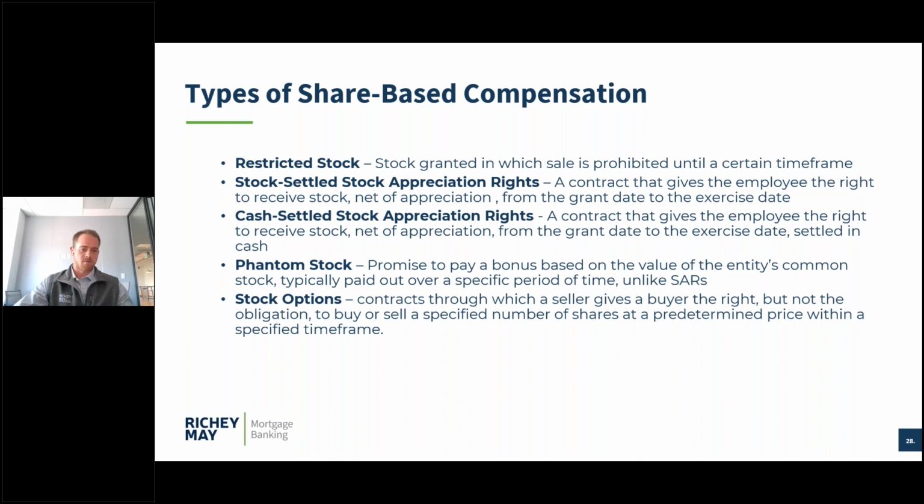The next one that we see is phantom stock, which is a promise to pay a bonus based on the value of the entity's common stock, which is typically paid over a certain period of time, unlike SARs. And then lastly, we have stock options, which are contracts through which a seller gives the buyer the right, but not the obligation, to buy or sell a specified number of shares at a predetermined price within a specific time frame. And so as you can see here, some of these might fall into different categories based on 710 versus 718.